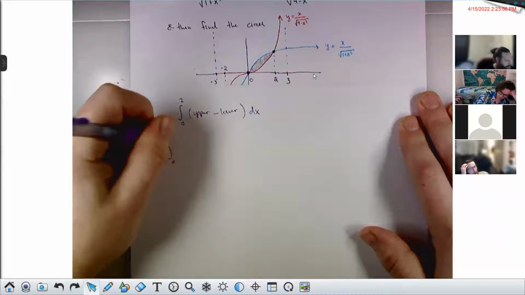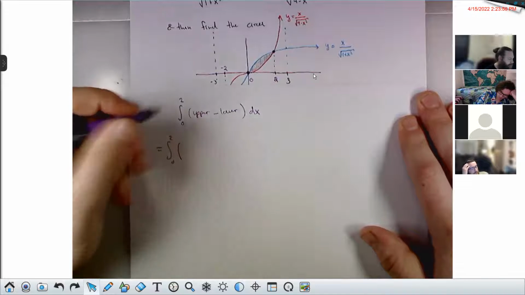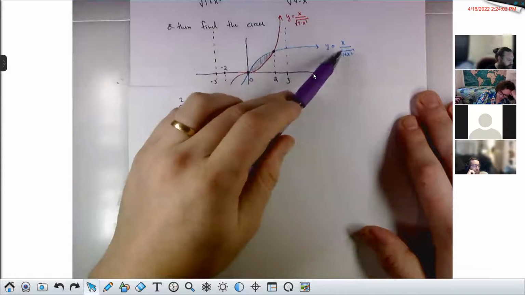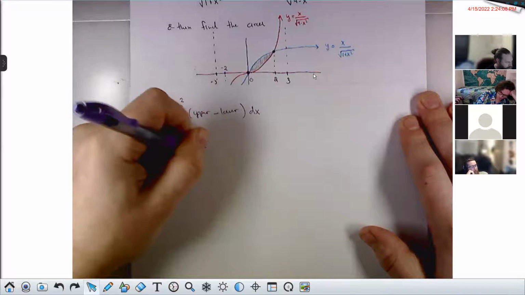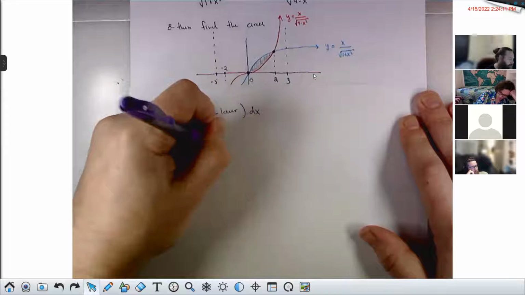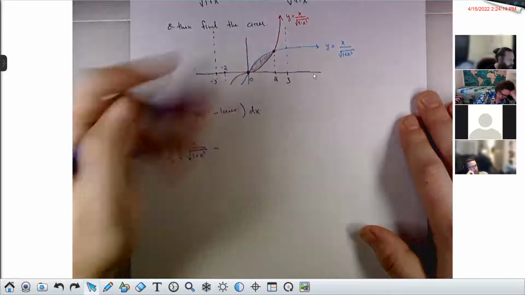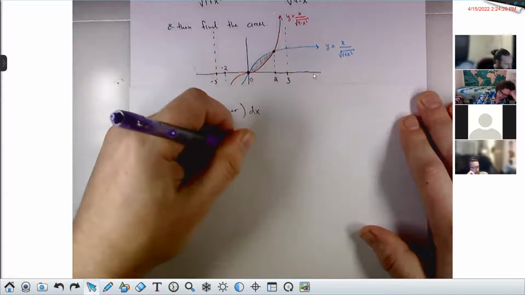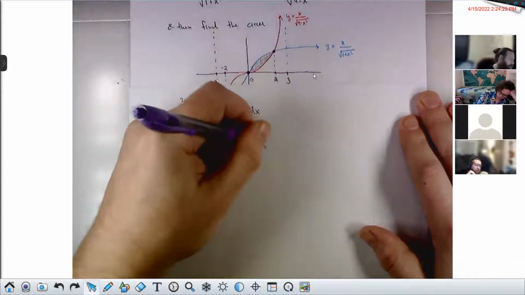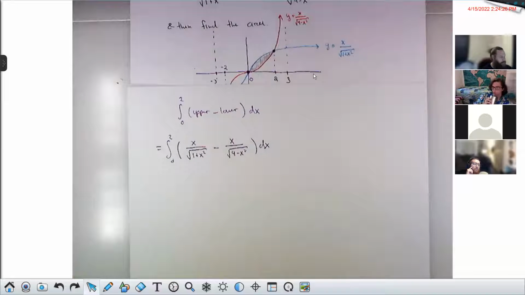which is the integral from 0 to 2 of my upper function in this region, the blue one, x over the square root of 1 plus x squared, minus my lower function here, the red one, that's x over the square root of 9 minus x squared dx. And for this particular problem, the way we'll handle this is by splitting it up, because each one of those requires a different substitution. They're both u sub, but each one requires a different u sub.